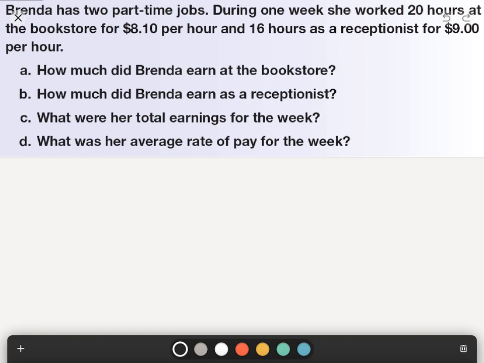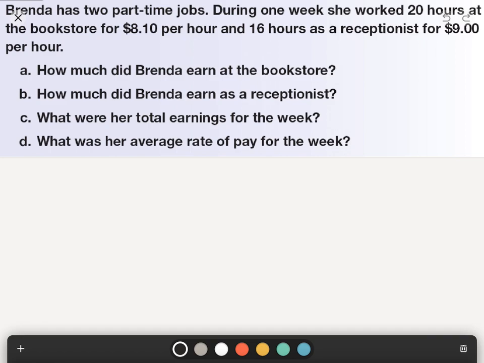I'm giving you time to do this faster than me. So, is she working as a receptionist at the bookstore? No. It's 2 different jobs. Oh, okay, so then we don't have to add those values. Well, for A, we don't have to add the values, right? Well, look at what all the problems are asking.